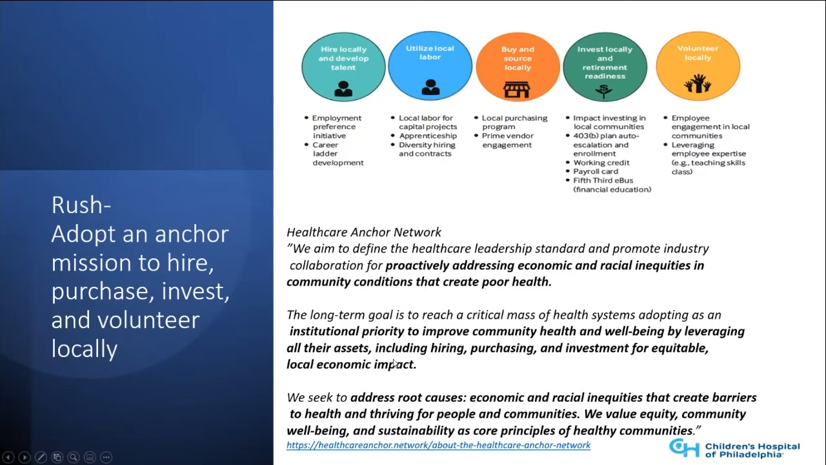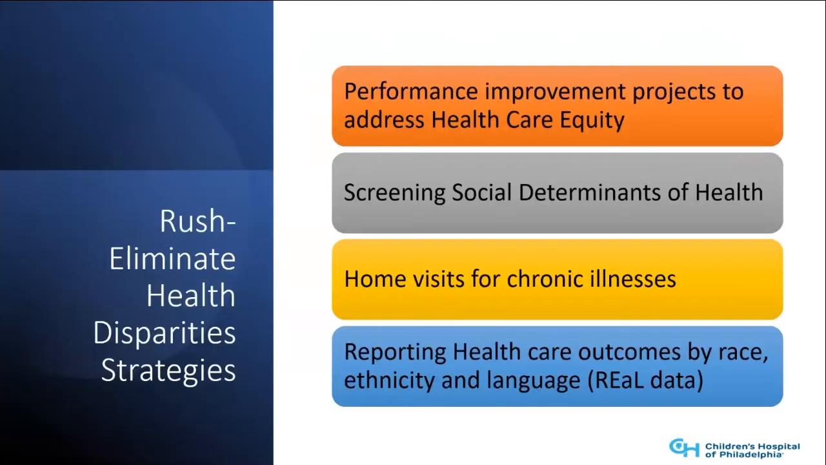And the way that they hope to do that is really to leverage all their access of the community towards the community, including hiring, purchasing, and investment, and also addressing root causes that create barriers. So this is something that not only Rush has started, but many folks have started to look at this across the country. So their strategies for eliminating health disparities included performance improvement projects to address health equity, screening for social determinants of health, home visits for chronic illness, and reporting healthcare outcomes by race, ethnicity, and language.